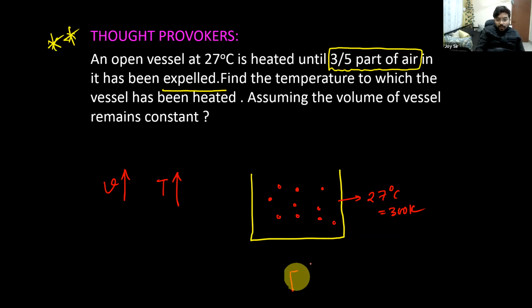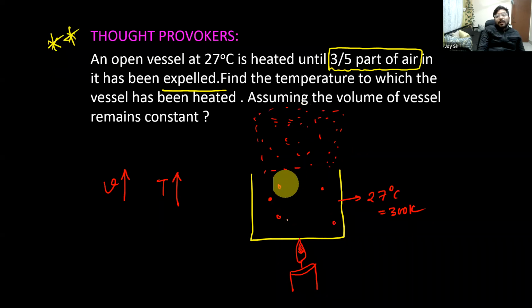You are taking a source of heat. Suppose you are heating this. Okay, this is a candle. You are heating to such an extent that 3/5 part of the air is outside. They have gone out of the system. 3/5 part released, assuming the volume of the vessel to be constant. The vessel's volume is constant.